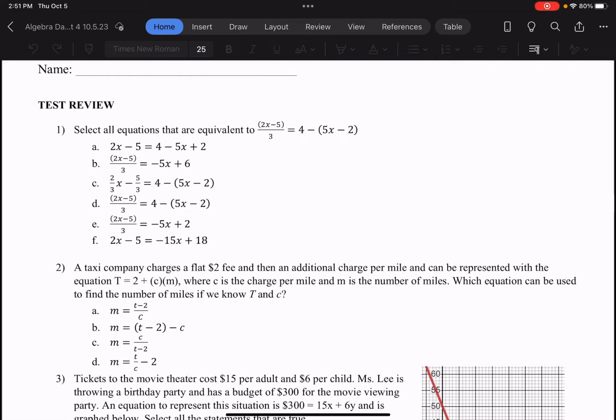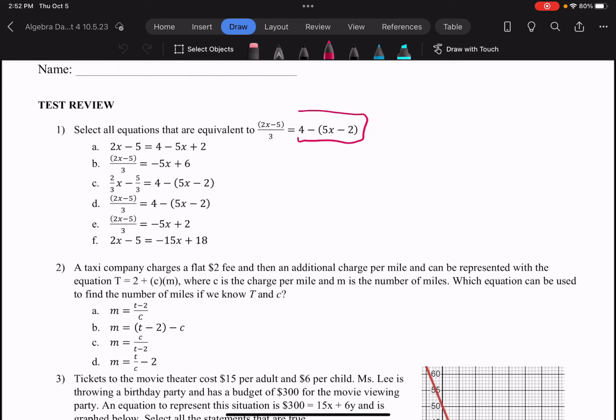So select all equations that are equivalent to 2x minus 5 all over 3 equals 4 minus 5x minus 2. So the first thing that I do when I look at this is I think, well, how can I simplify this side? And so I'm going to go ahead and do that because that'll give me one thing that I know I'm looking for. So when we have a 4 minus, this is subtracting 4 minus 5x minus 2.